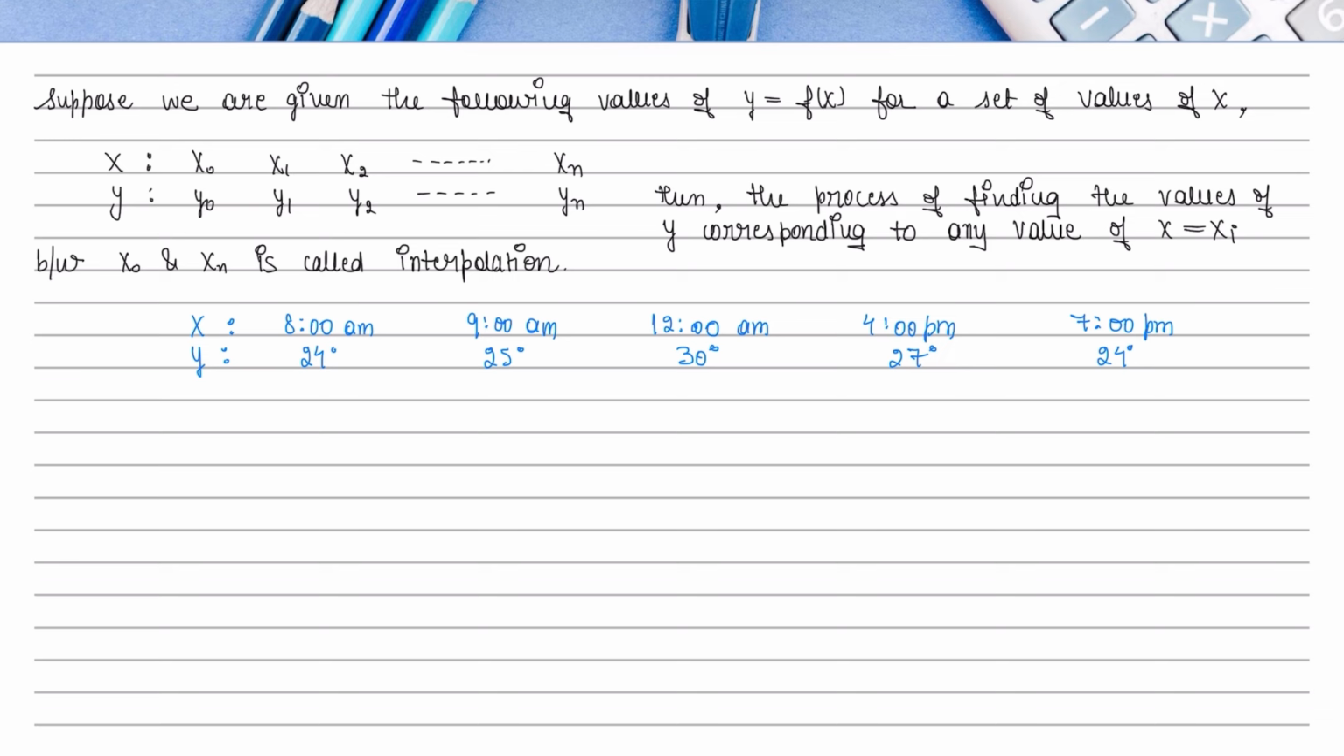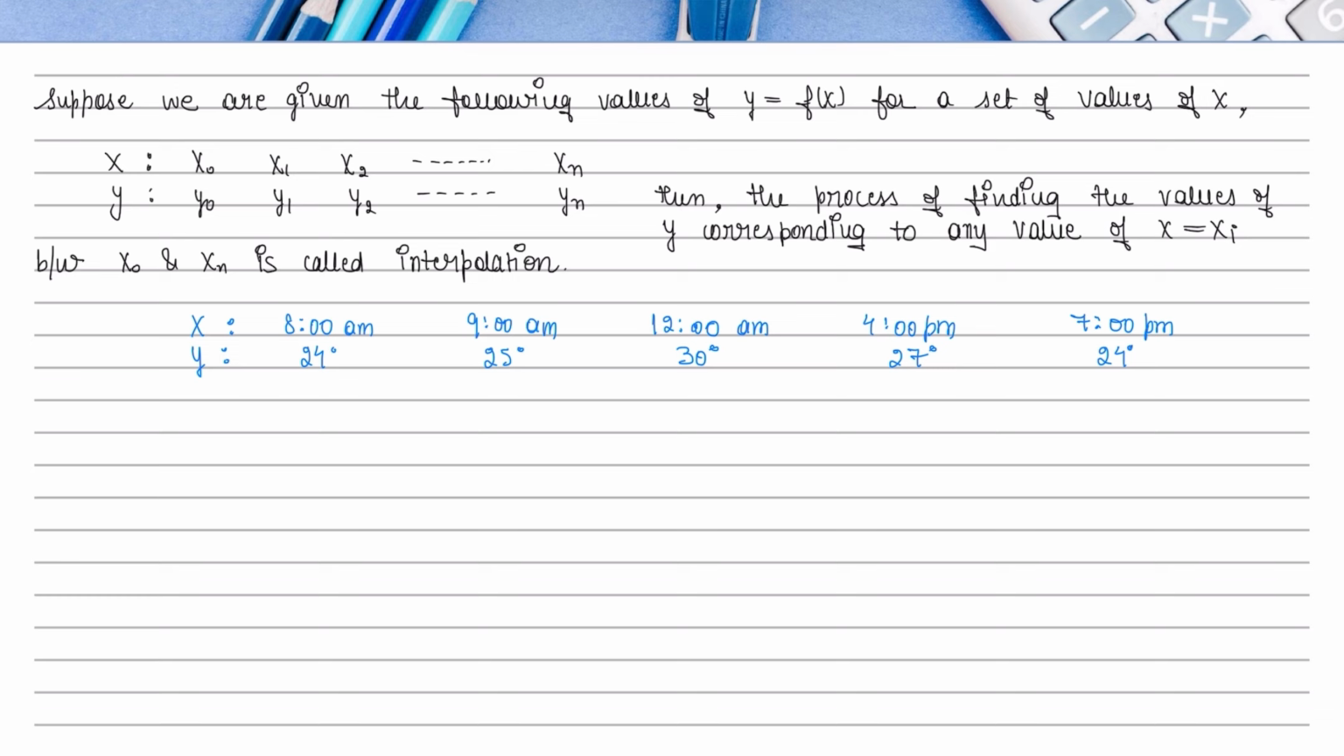But if we want to find out the temperature at 9 pm, which is outside the range of x, then this method is known as extrapolation. So we can say interpolation is the technique of estimating the value of a function for any intermediate value of the independent variable, while the process of computing the values of the function outside the given range is called extrapolation.